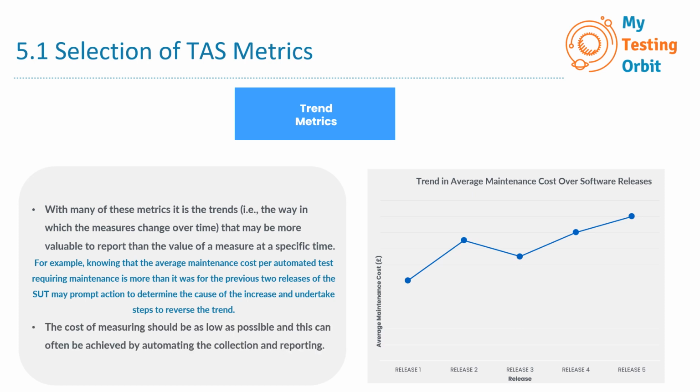Then we have, the cost of measuring should be as low as possible, as this can often be achieved by automating the collection and reporting. Okay, so for example, in the context of tracking software maintenance cost, manually collecting and reporting this data might be time consuming and prone to errors. However, by automating the process, you can reduce the time and effort required, making it more cost efficient. Automation can help ensure that the data is consistently and accurately collected and reported, saving both time and resources in the long run.